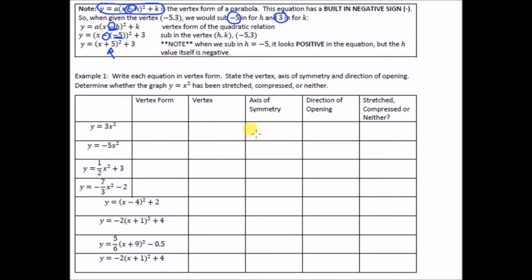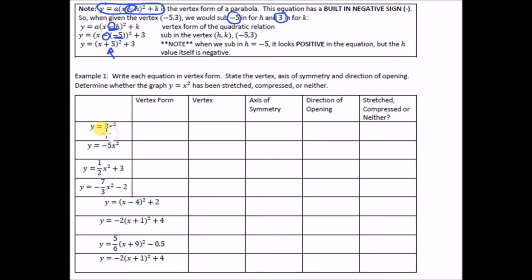So let's do a little activity just to warm up. Write each equation in vertex form, unless it is in vertex form. Then what we're going to do is we're going to see the vertex, the axis of symmetry, direction of opening, and then whether it's stretched or compressed.